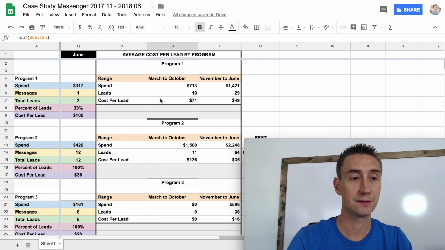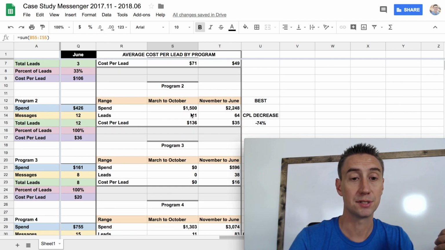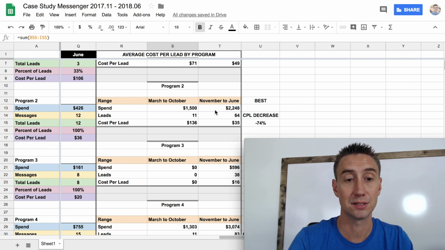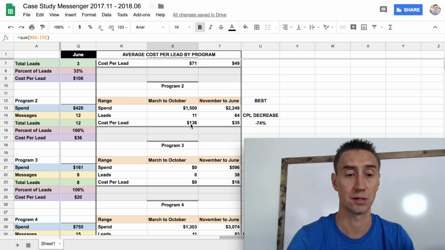Just to go through these, for example, the first program, the spend was $700 in the time frame before and then $1,400 after, 10 leads, $71 per lead, and $49 per lead. A decent little decrease. Program 2, $1,500 in spend when we were running traditional ads, $22.48 when we're running Messenger ads, 11 to 64. So we did spend more, but the cost per lead dropped dramatically, 74%. That's massive. This is the best performing one, the biggest change. That's a really big change in cost per lead just because we're using Messenger ads.